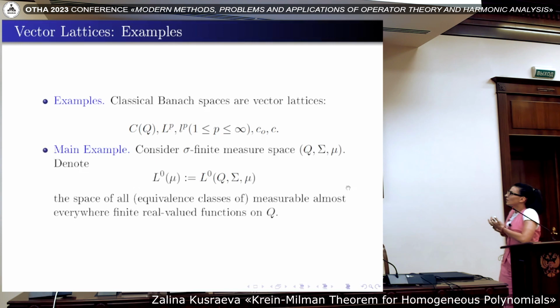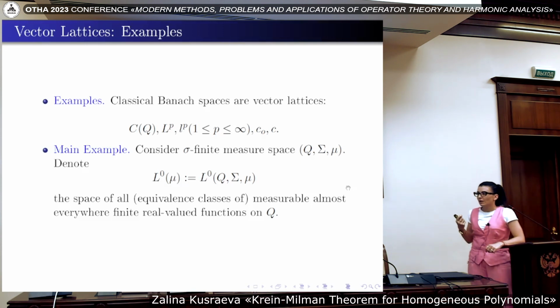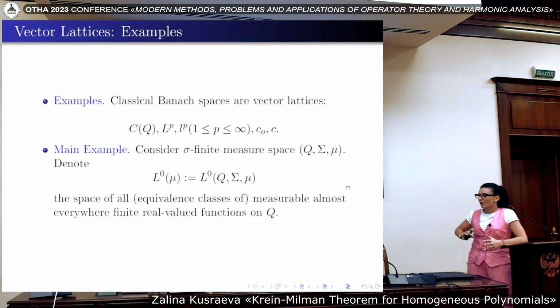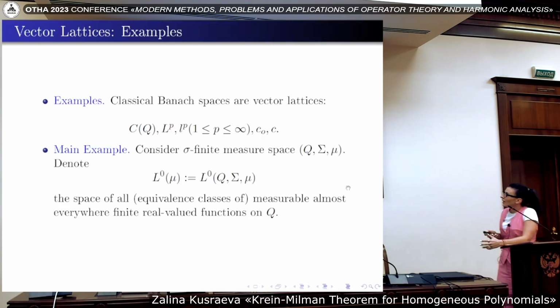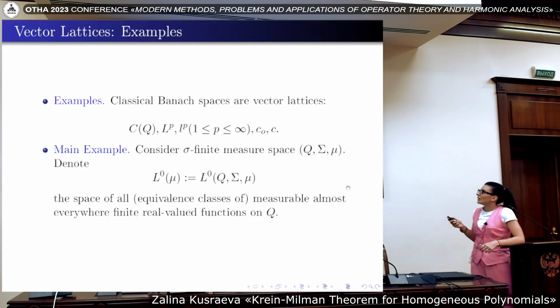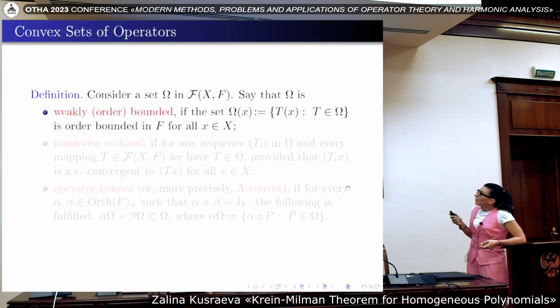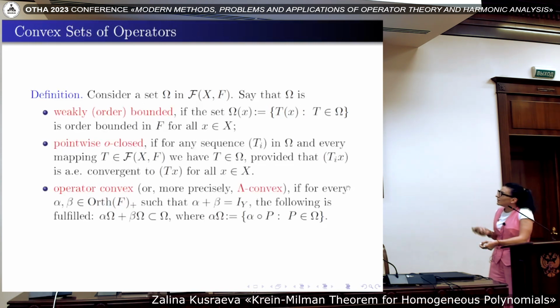And also for the further talk, I would suggest you to keep in mind, every time when I say vector lattice, the space of measurable almost everywhere finite real-valued functions. It is just for convenience in understanding the subject, and it will not destroy anything in the logic of the talk, but it will be easier to understand what I am talking about. We'll need 3 more definitions.